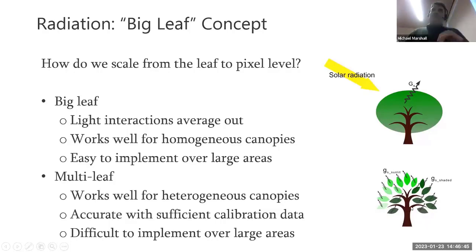But of course, if the canopy is very heterogeneous, there are a lot of leaves, they're oriented different ways, there's a lot of structure, then this big leaf approach doesn't work so well. But of course, by assuming this, you require a lot less data and information. And so for large area applications, this works pretty well. In a paper I published, for example, I estimated crop yield pretty well across the United States at 250-meter resolution with MODIS data. That would not have been possible with a multi-leaf approach.